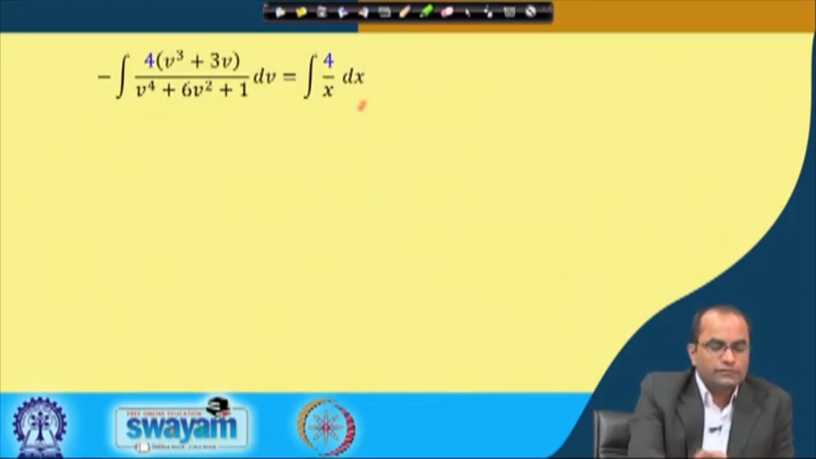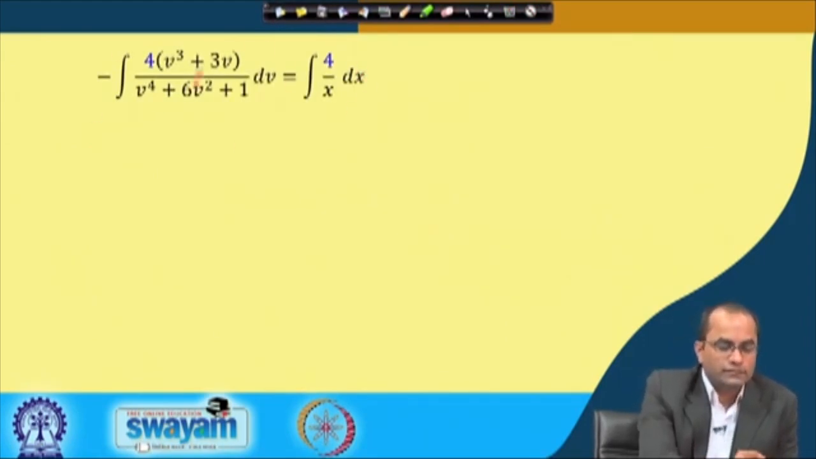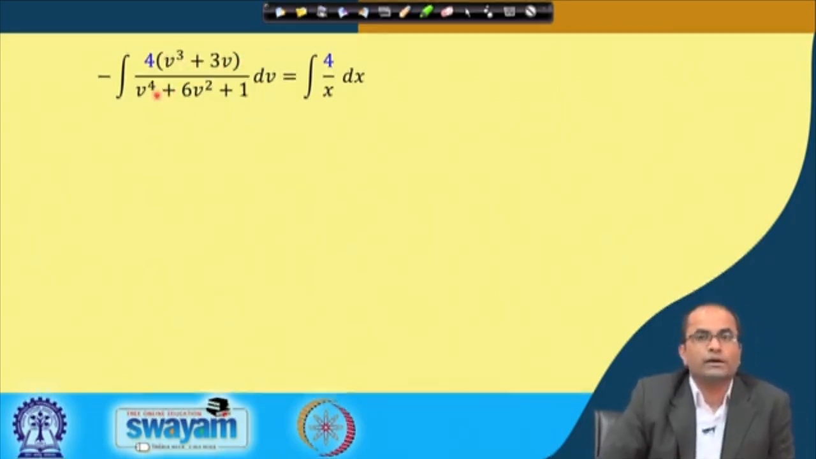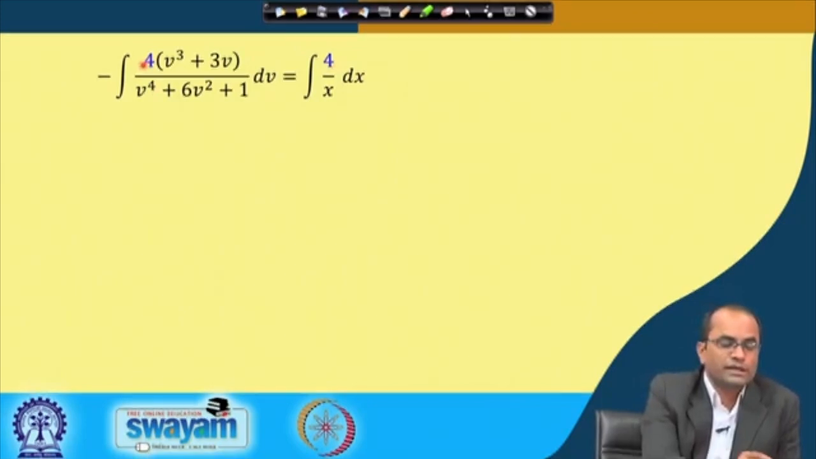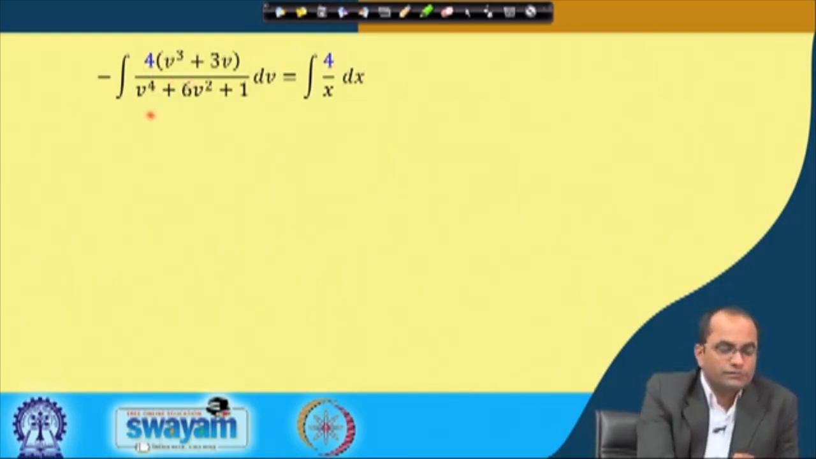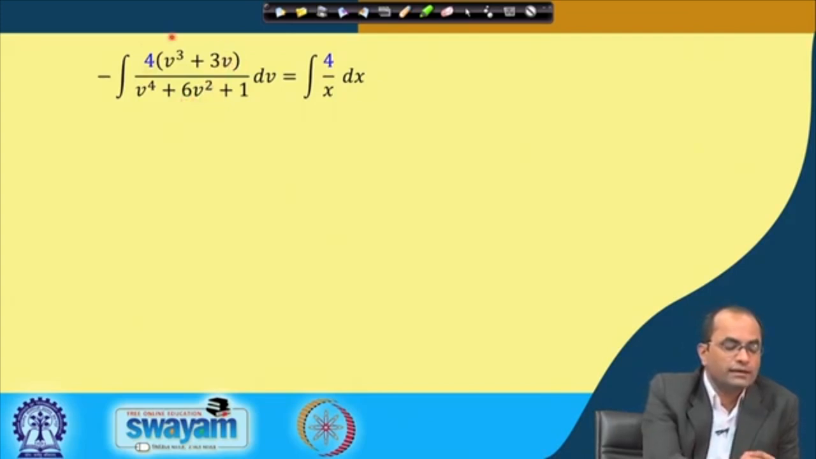So, we have done 1 over x dx, and this goes the other way around here. So, v cubed plus 3v over v to the 4 plus 6v squared plus 1, and we have multiplied both sides by 4. Because the differentiation of v to the 4 plus 6v squared gives 4 times v cubed and then 12 times v. So, again here 12. So, exactly this is the differential of this sitting there.